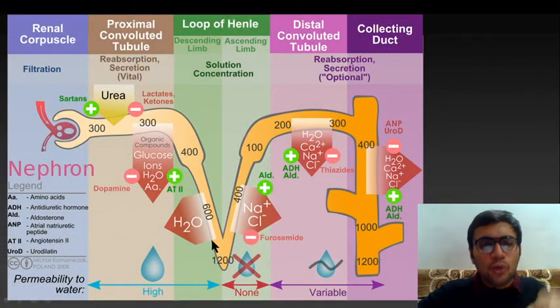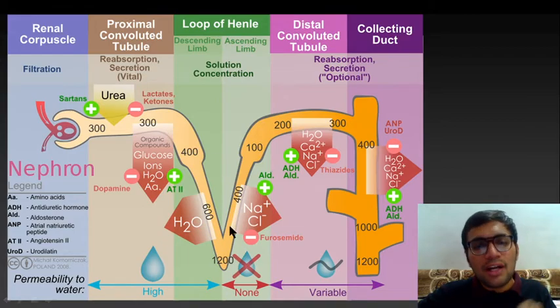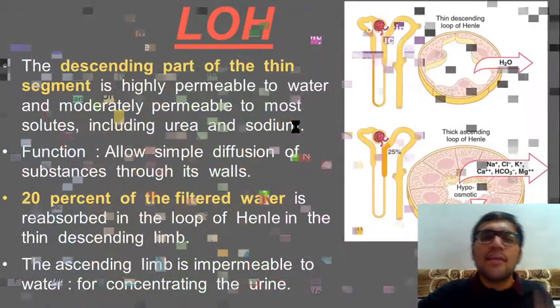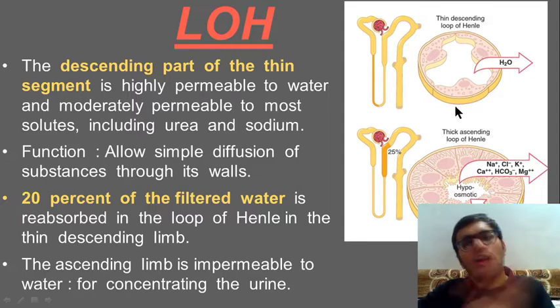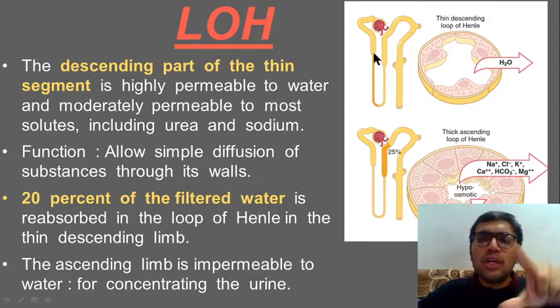You have studied this: whenever we go below, the value of osmolality changes from 300 to 1200, but again it goes back to normal. Why does this happen? You very well know that the descending part of the thin segment is highly permeable to water and moderately permeable to most solutes. Basically we say that it is permeable to water only, and this leads to 20% of the filtered water reabsorption. This is all you need to know regarding this portion.